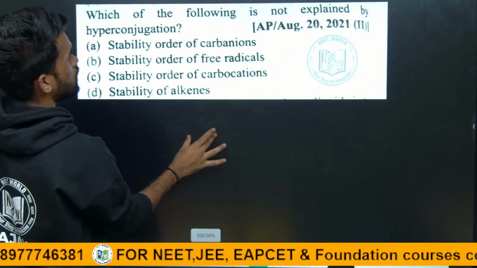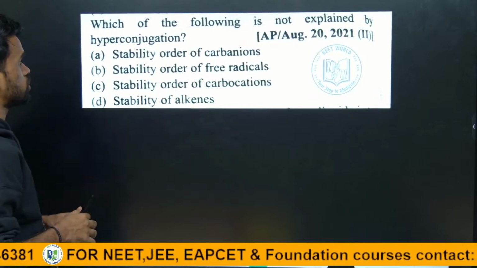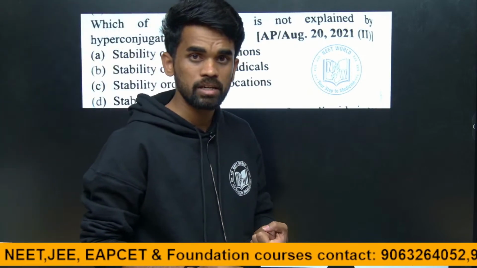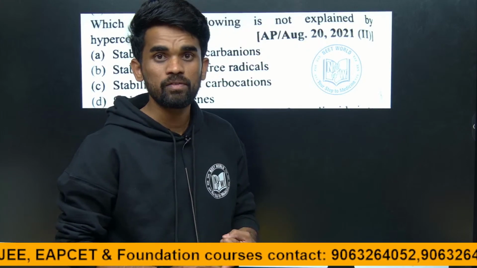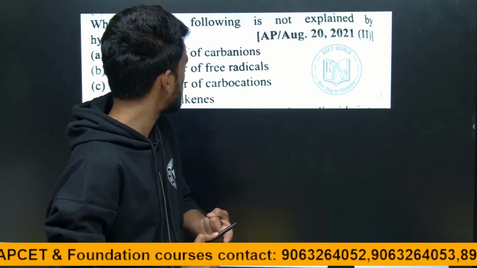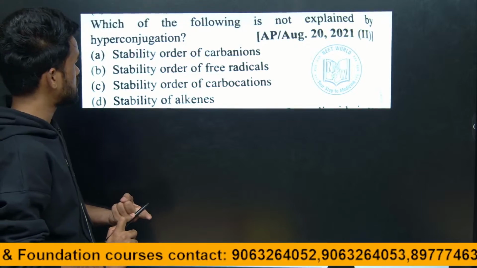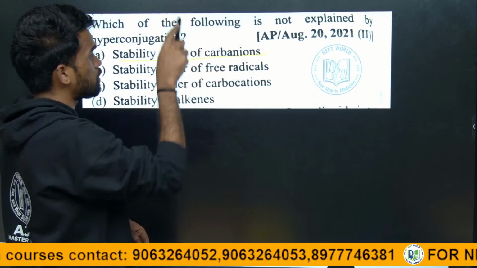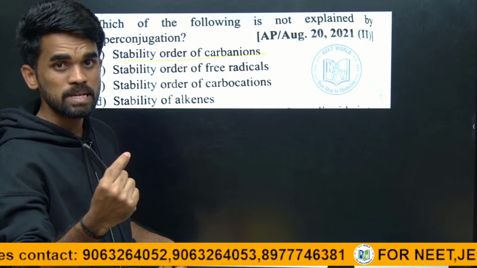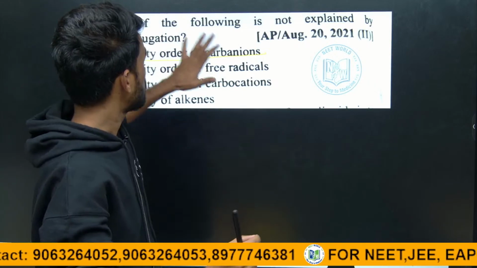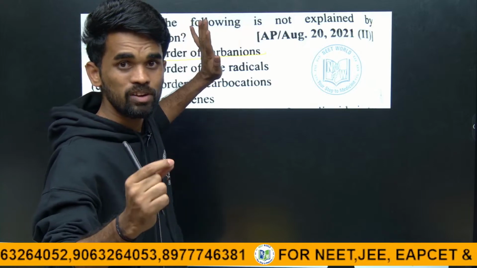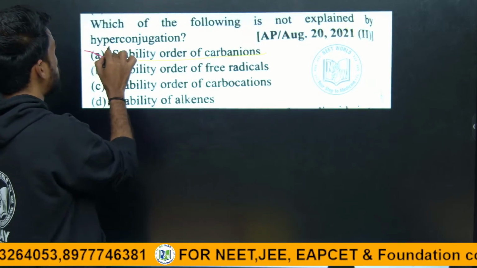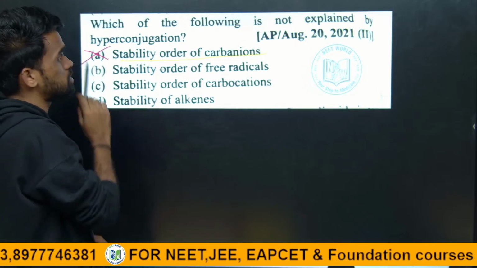which of the following is not explained by hyperconjugation? Hyperconjugation explains the stability of carbocation, the stability of free radical, and the stability of alkenes, but it will not explain the stability of carbanions. There is a special video based only on hyperconjugation, you can watch that for more clarity. So it will not explain the stability of carbanion, so we can go with option 1.